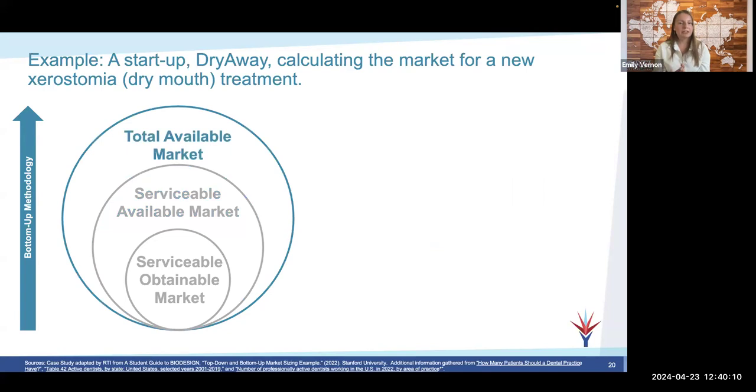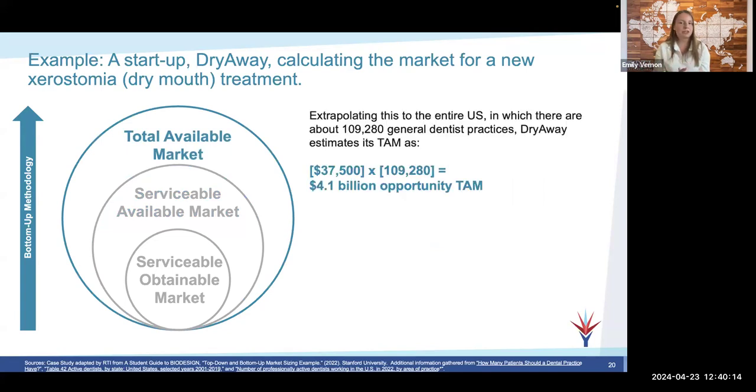And then the final extrapolation, again geographic, is to the national level. Dry Away does some research and finds out there are specifically 109,280 general dentist practices across the United States. They use that number, again multiply it by the opportunity per practice, to result in a $4.1 billion opportunity for the total available market.